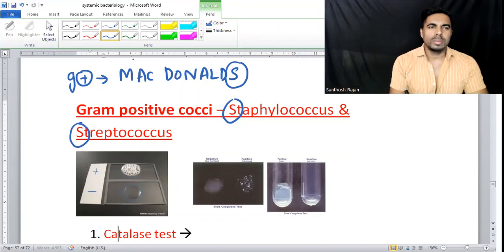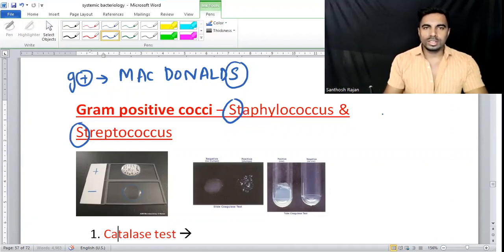So M is Mycobacterium, Actinomyces, and another A is for Anthrax, that's Bacillus anthracis, and C for Corynebacterium diphtheriae or Clostridium, D for diphtheria, C for Clostridium. Then N for Nocardia, and L for Listeria monocytogenes. Then comes this, yes, we have two words, staphylococcus and streptococcus.